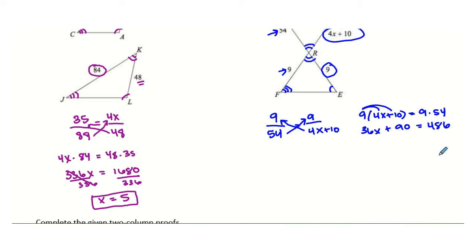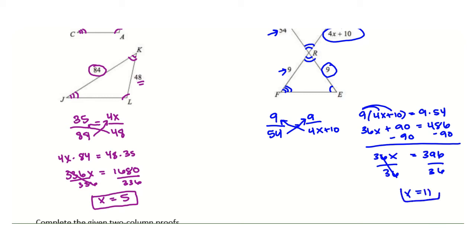Now I can solve for x. So I'm going to subtract 90 on both sides and get 36x is equal to 396. Divide both sides by 36 and get that x is equal to 11.